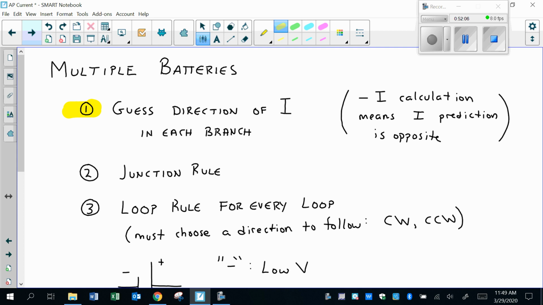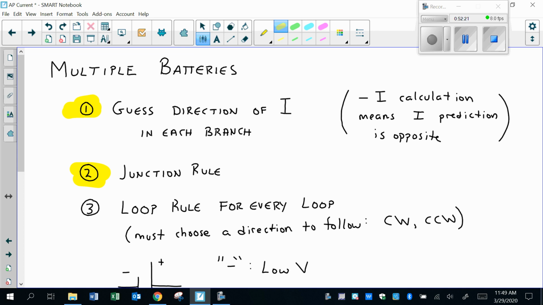Simple. You can't be wrong because it's a guess. So you guess on a direction. Okay, these two are going this way, that one's going this way. And then what you do is you use the junction rule. The junction rule is going to tell you how your currents are going to relate.